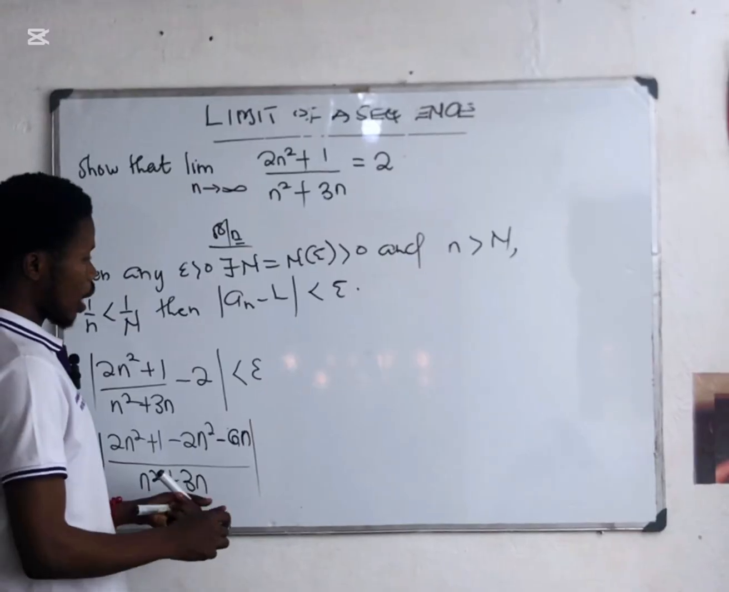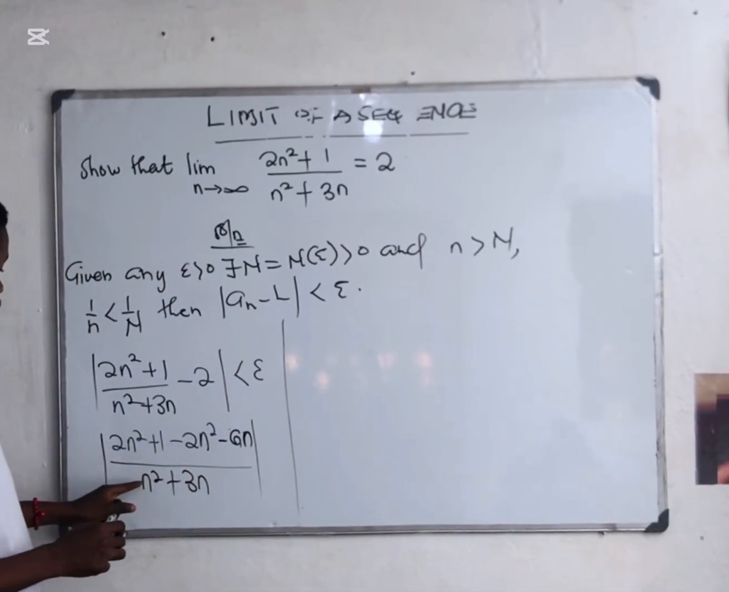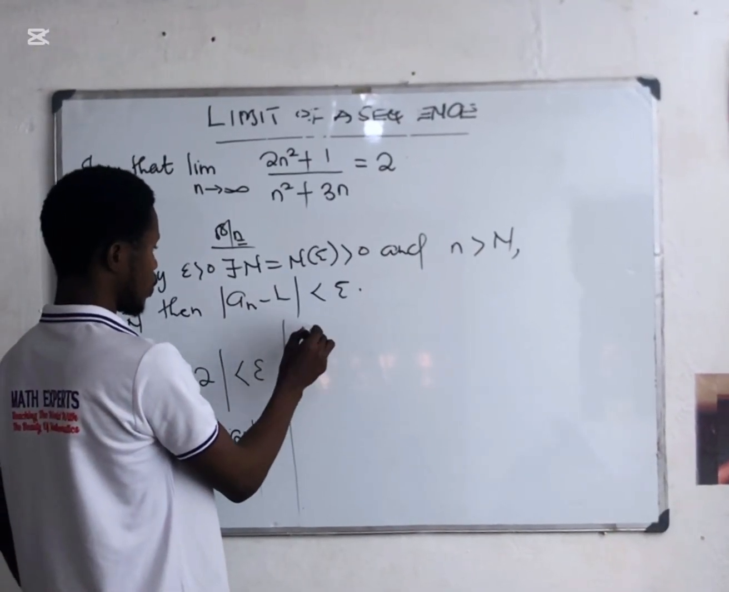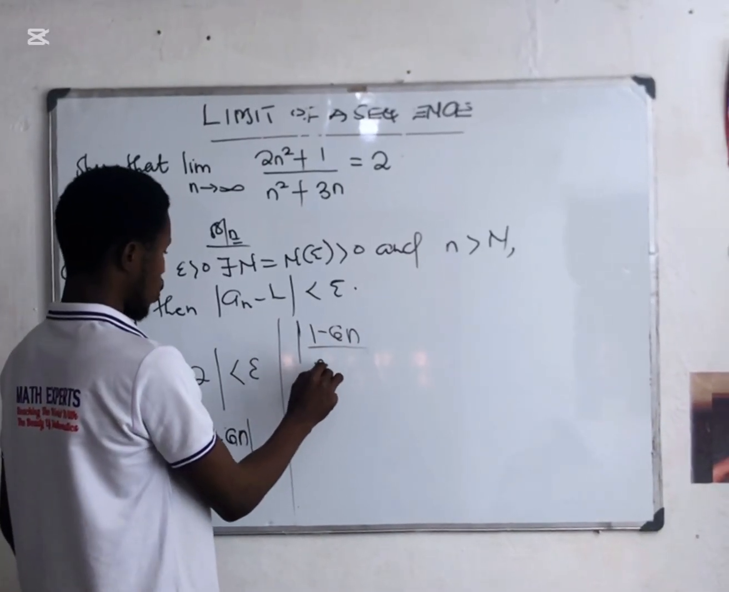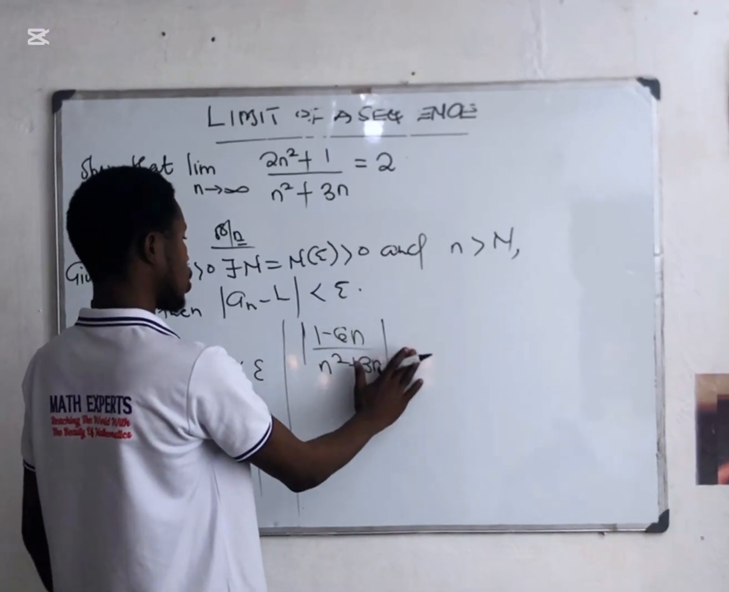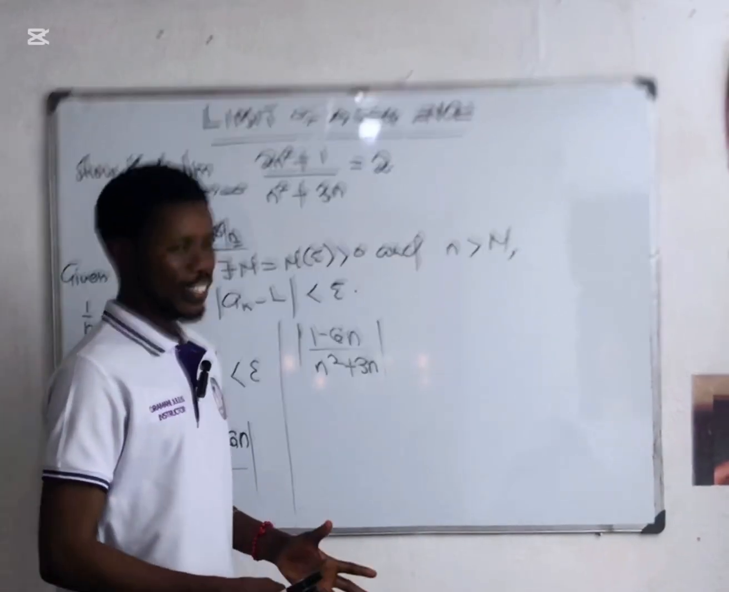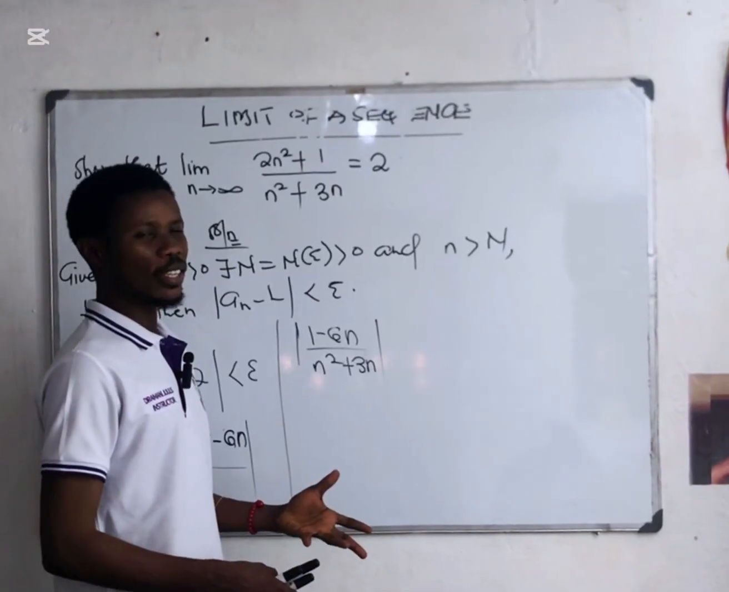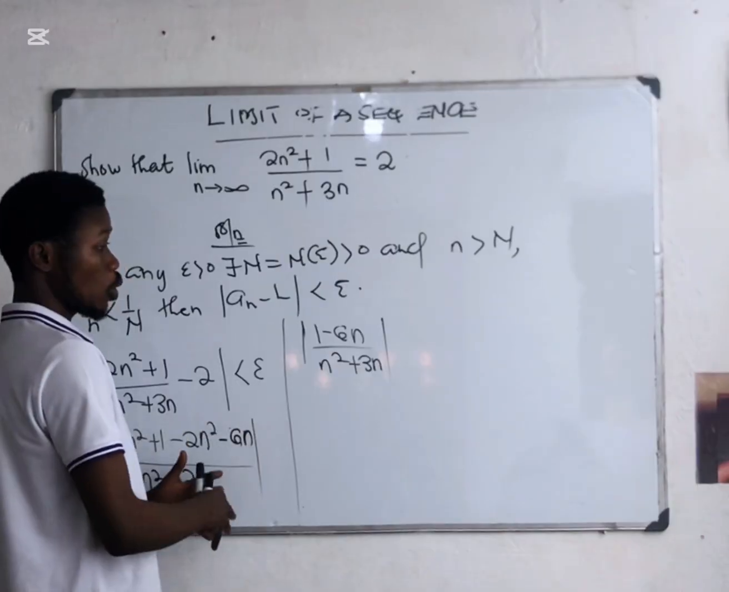Now what is going to happen here? This and that are the same, so they will cancel out, leaving 1 minus 6n, divided by n squared plus 3n. This is always less than epsilon, but you are still proving whether it will be less than epsilon. Please pay attention to this, because sometimes you might not understand how it looks, but there are theorems you need to follow.